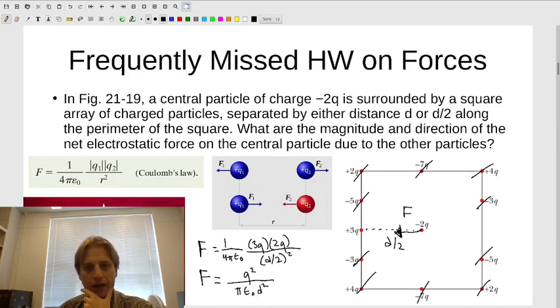And now I have to think about that's the magnitude, but what's the direction? Well, it's pointing over to the left. So if I have a standard x and y type of coordinate system, I would have to put in by hand a minus i hat. Okay, so that's how you would do that problem.